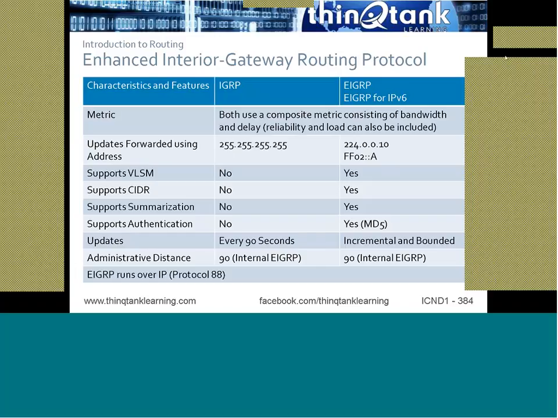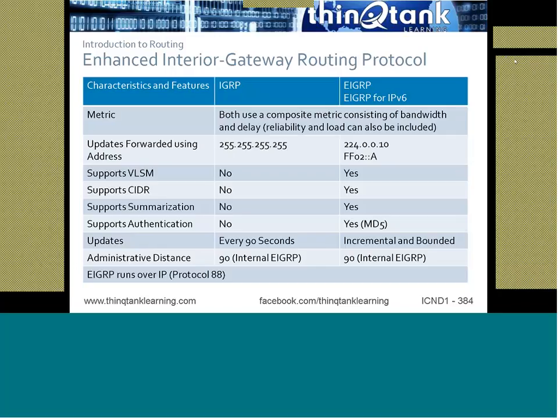So we had a question online, what does it mean incremental and bounded updates? Incremental means I only send out updates when there's a change on the network. A topology change, a change in the metric, whatever. Bounded means I only send those updates to who needs to see them. I don't just flood them out to everywhere. I send them to specific neighbors or specific destinations.